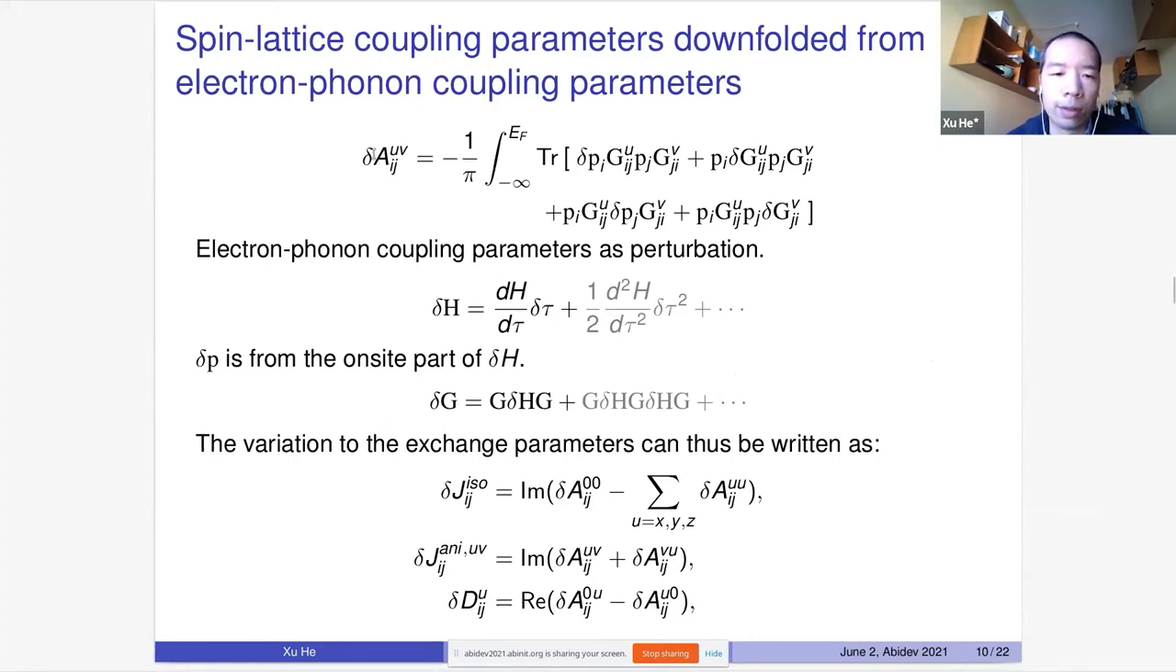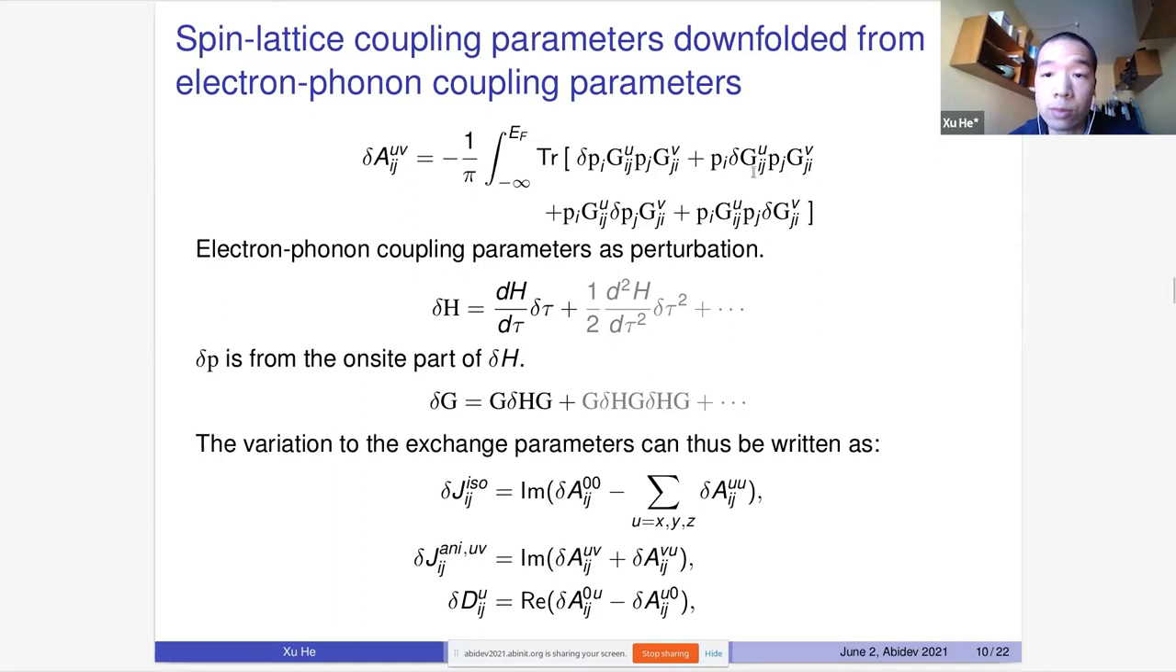Let's have a look. If we take a look at the A_IJ^UV elements previously used to calculate exchange parameters, we could see that we could vary them with respect to the lattice displacement. So we could write the expansion in this way. What we need is the variation of this exchange field and the variation of the Green's function. If we take electron-phonon coupling parameters as perturbations, we could write the variation of H in this way. If we take only the first order, it's easy to do. And this delta P is basically the on-site part, or the local part, of the delta H.